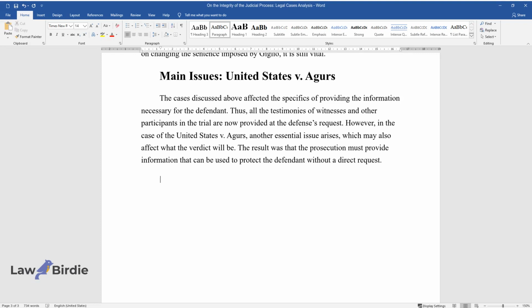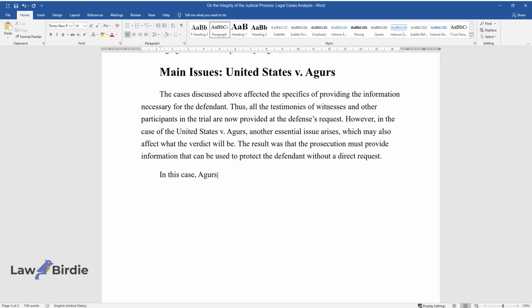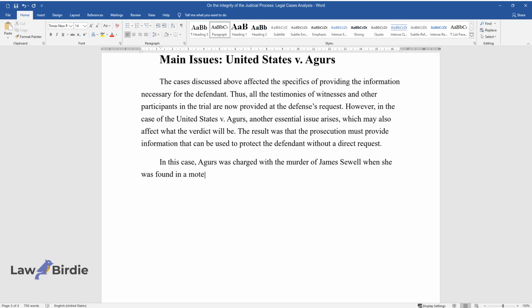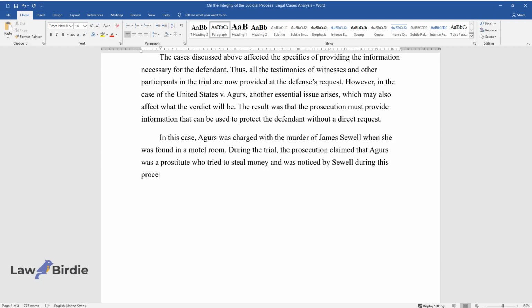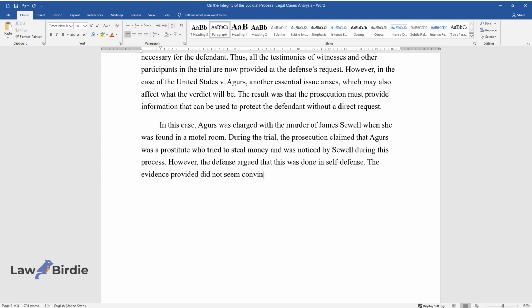In this case, Agurs was charged with the murder of James Sewell when she was found in a motel room. During the trial, the prosecution claimed that Agurs was a prostitute who tried to steal money and was noticed by Sewell during this process. However, the defense argued that this was done in self-defense. The evidence provided did not seem convincing, and the woman was convicted.